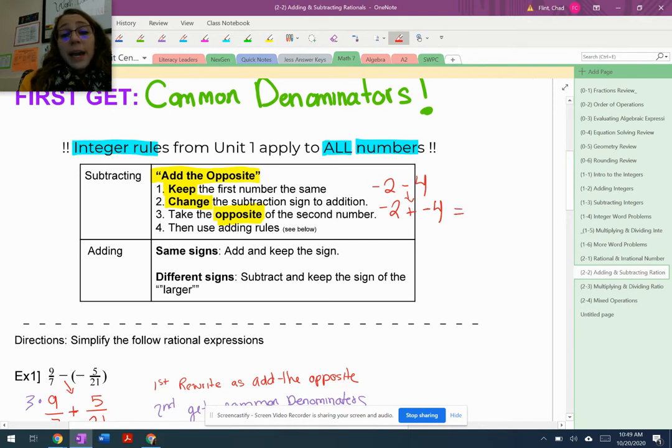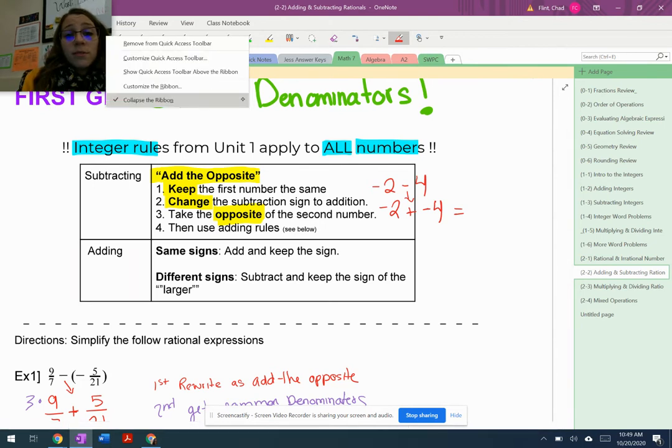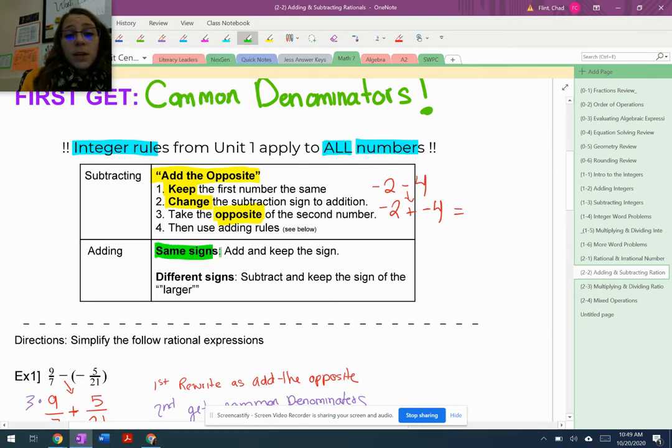Then I can use my adding rules. When they have same signs, I add and keep the sign. So here I have a negative 2 plus a negative 4. Add 4 plus 2 is 6. Keep the sign, it's a negative.